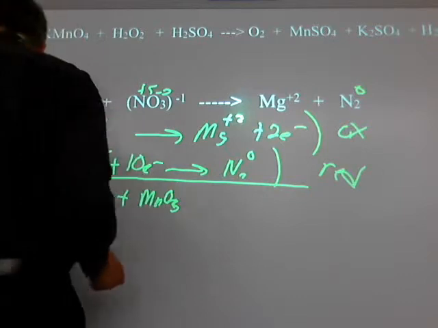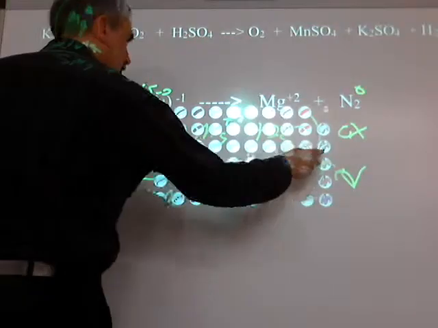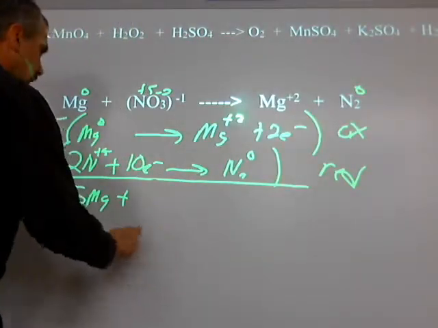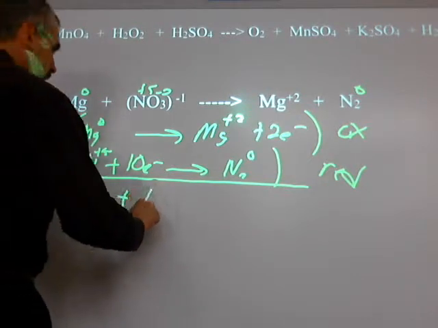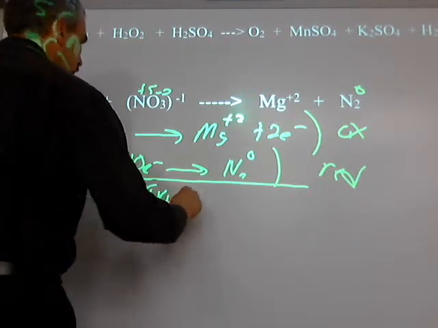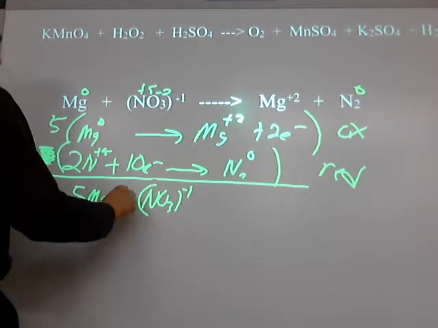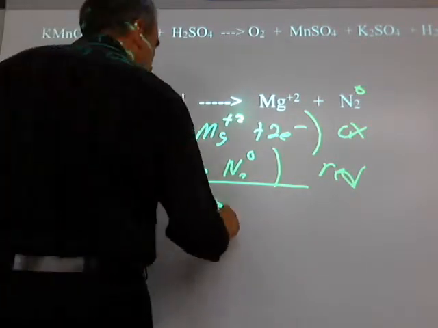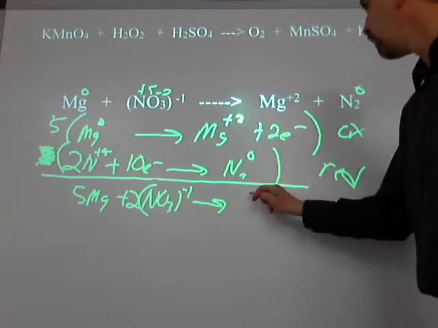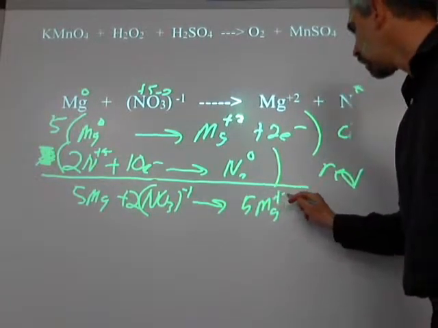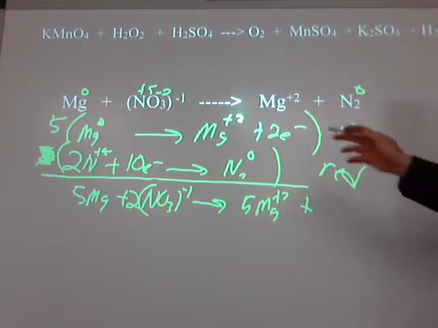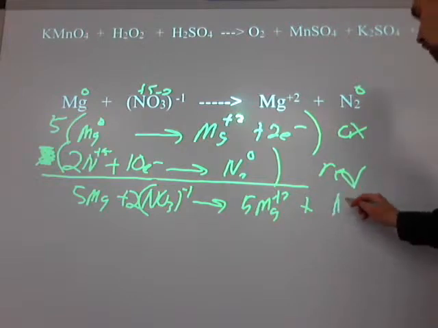NO3. What am I doing? I am a mess today. Let's see. NO3 with the -1. And he has how many? 2 of them, right? Yeah. Okay. Yields 5 Mg with plus 2. And I don't put a 2 on this guy, he already has 2 N2.